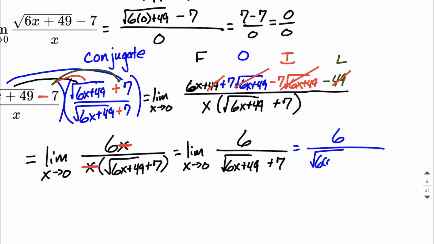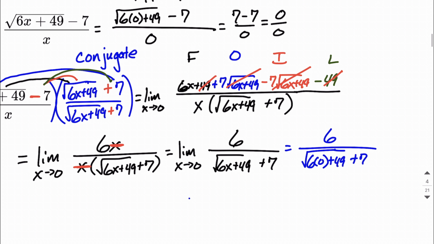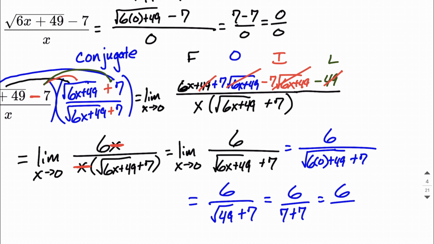So this will look like 6 over the square root of 6 times 0 plus 49 plus 7, which will further reduce, and we can say it's 6 over the square root of 49 plus 7. All right, 6 times 0 makes 0, plus 49, which gets us to 6 over 7 plus 7, which will eventually get us to 6 over 14. So that's a great place to end on this. We got to 6 over 14. That's going to be our limit evaluated completely.